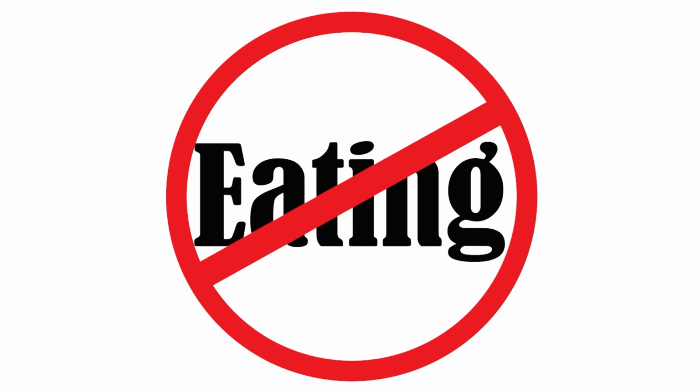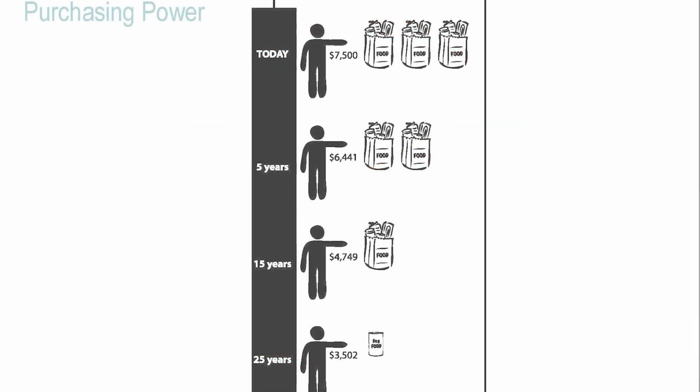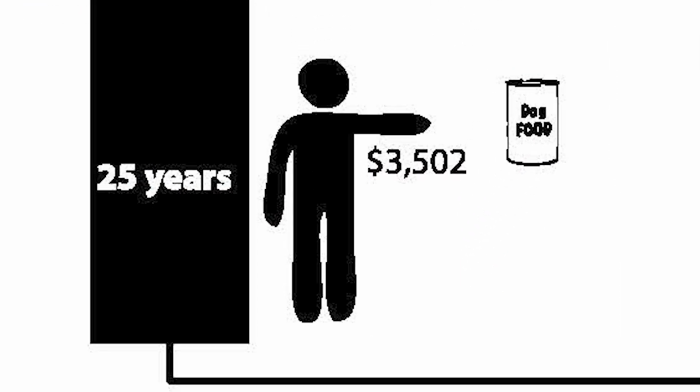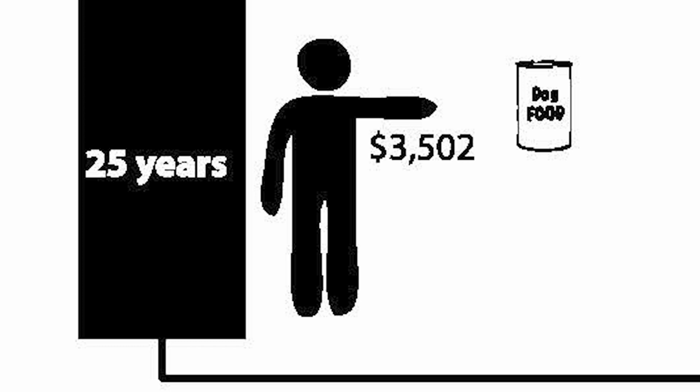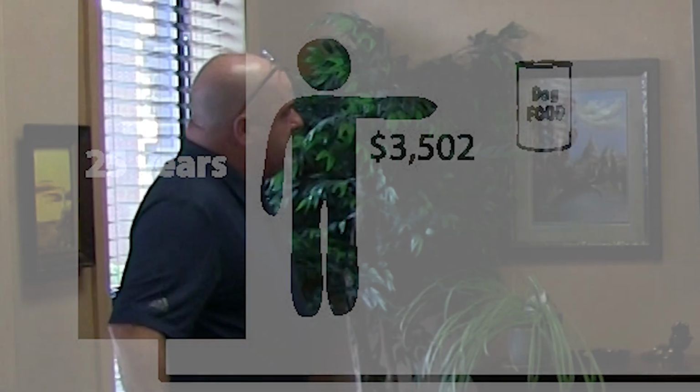Now, what would you do to cut your lifestyle in half? You ever think about that? That'd be kind of hard to do. You'd have to give up on a few things. Eating. I don't know if you can see this, but this says dog food. That's probably an extreme, but hey, it could be right.